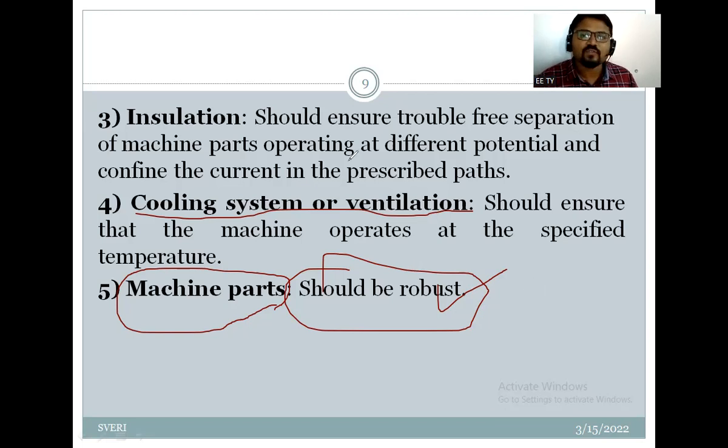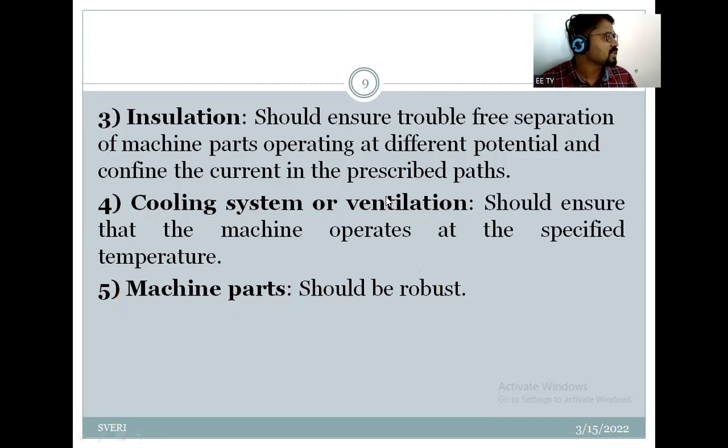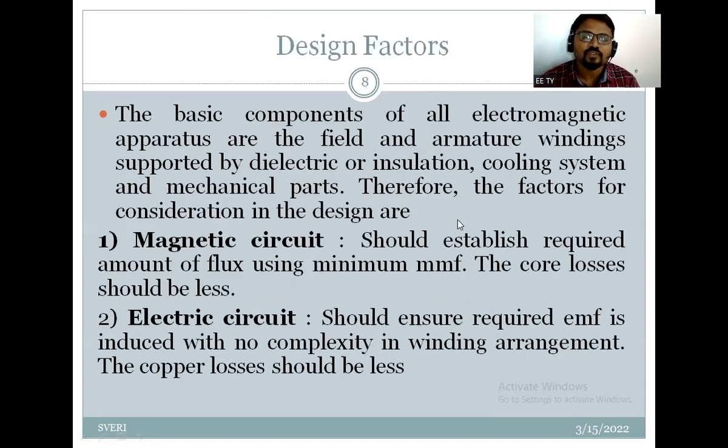Okay, so these are the 5 points that we need to consider whenever we are going to consider the design of that particular electrical machine. So which were those points? See, first is nothing but the magnetic circuit. In that magnetic circuit, there should be generation of the required amount of flux, and there should be less core losses with the minimum mmf. As far as the electrical circuit is concerned, there should be generation of the required amount of EMF with less core losses, with no complexity in winding arrangement.